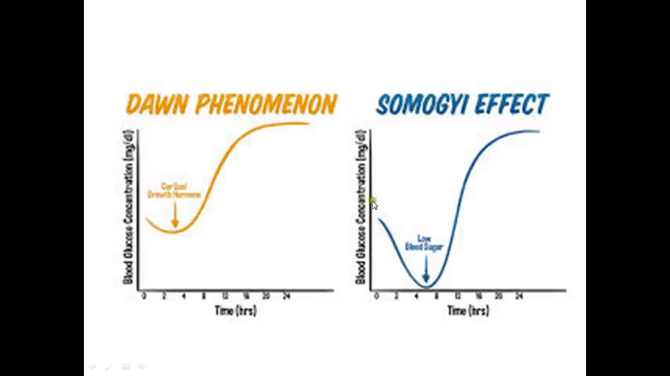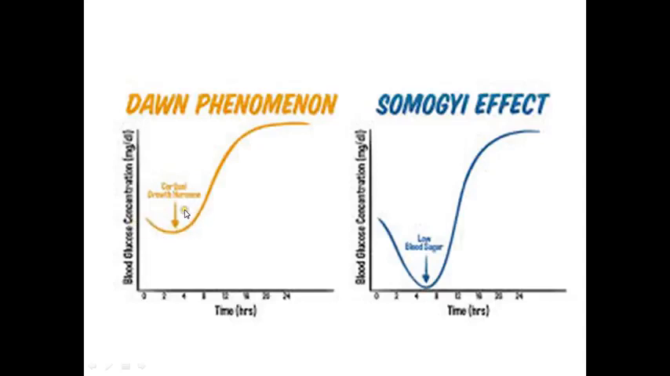So Dawn phenomenon and Somogyi phenomenon. These are phenomena usually associated with therapy. What happens in both of these phenomena is that in the morning when you check the fasting sugars of these patients, both will have high sugar levels. So what we need to do is look at the 3 a.m. sugar levels.